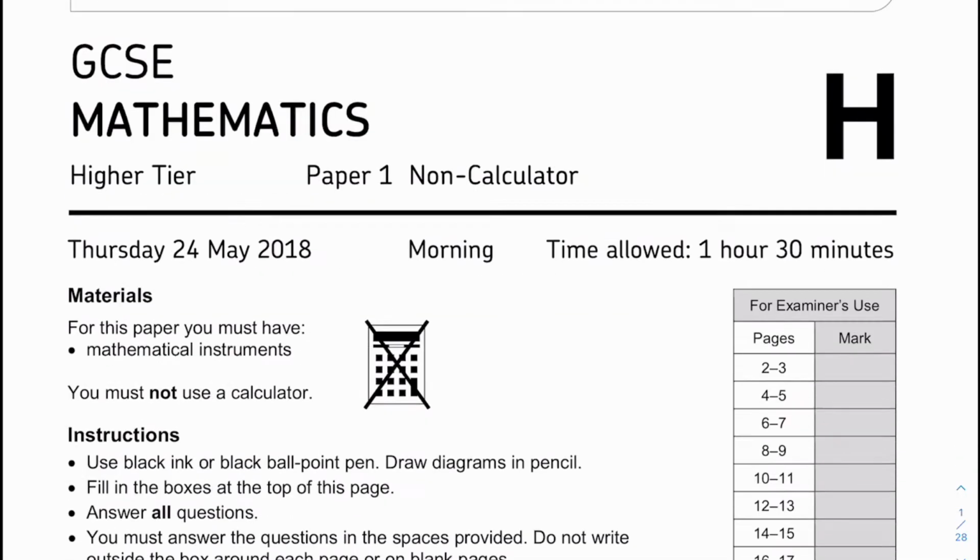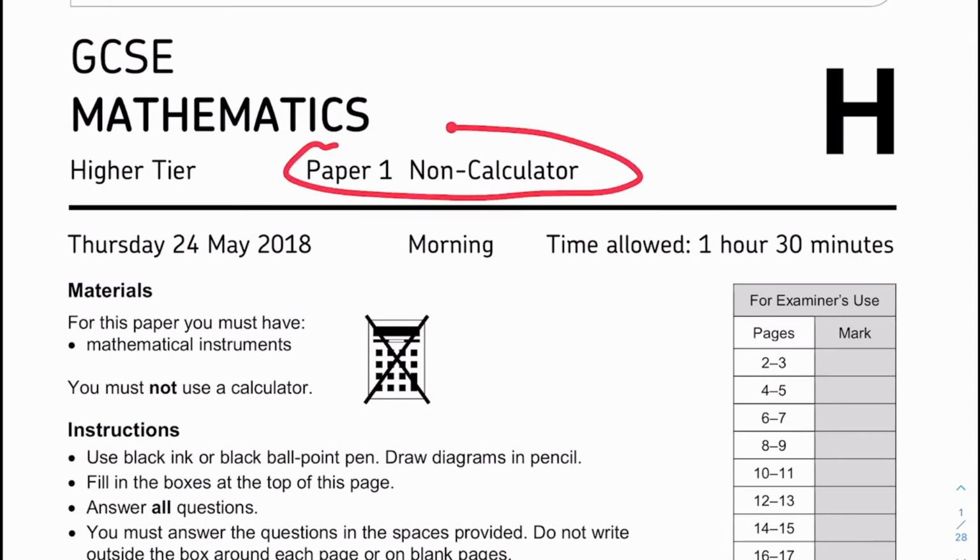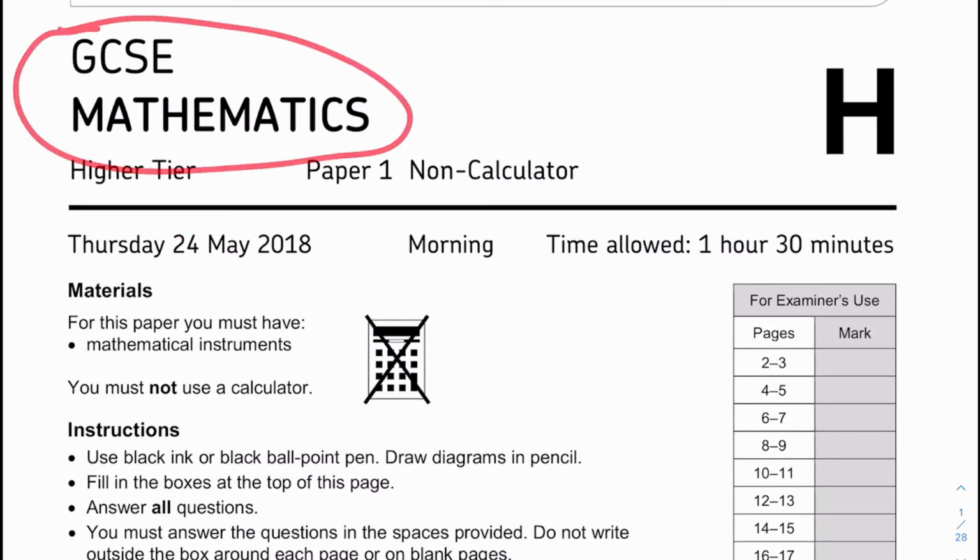Alright, so today I'm going to be going over paper 1, which is a non-calculator paper. This is for the June 2018 series of papers for GCSE maths, although it was set in May, and this time we are going to be doing the higher tier. So let's get straight into question 1.